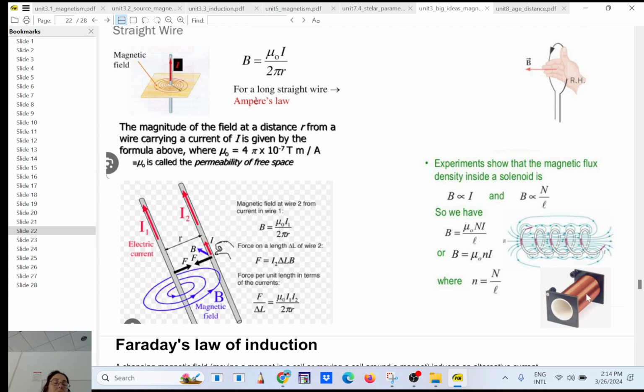But for example, if you have 100 loops and if the length here is 10 centimeter, so you will do 100 divided by 0.1 meter will be the density. Okay, so number of loops per meter. You see something very surprising, and I will try to trick you for test number 3. You see this magnetic field, do you think it depends on the size? Does it depend on the radius r?